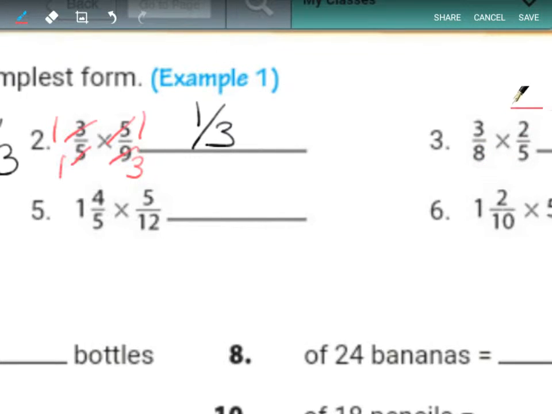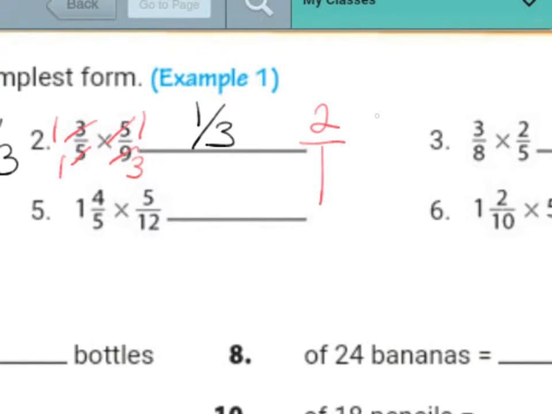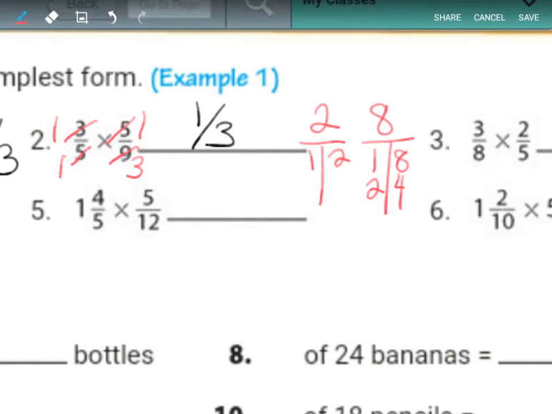Now let's look at 8 and 2. Find a number that can go into both of those two. So if you need to, go ahead and list out your factors right here. Factors of 2 are 1 and 2. Factors of 8 are 1 and 8 and 2 and 4.